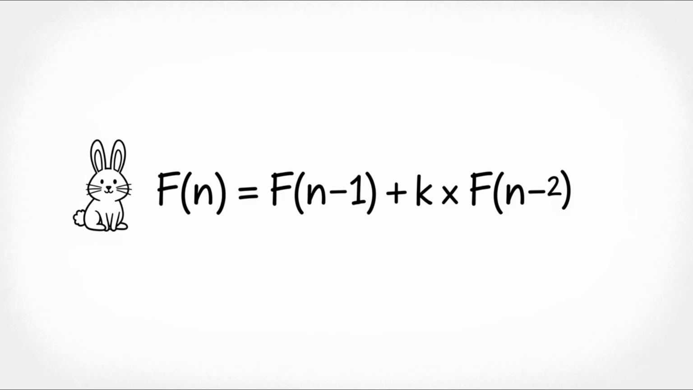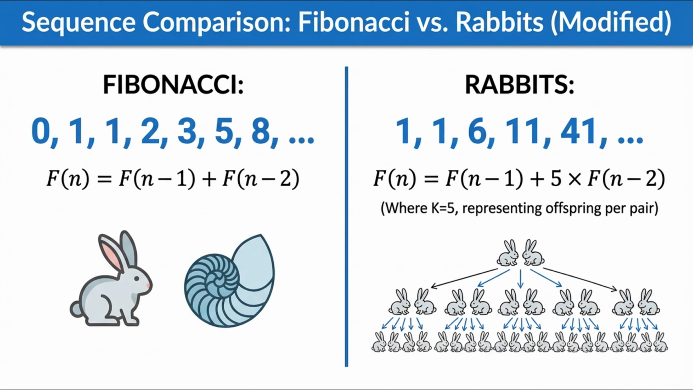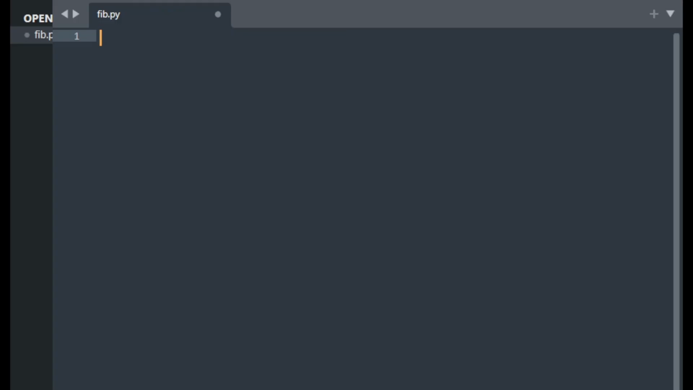It's like the Fibonacci sequence's cooler, more productive sibling. Quick comparison. Classic Fibonacci is f of n equals f of n-1 plus f of n-2. Our rabbit problem is f of n equals f of n-1 plus k times f of n-2. That k multiplier makes all the difference. Alright, theory is great, but let's make this computer do the work. Here's my solution. Simple, elegant, and efficient. Let me break down every single line.